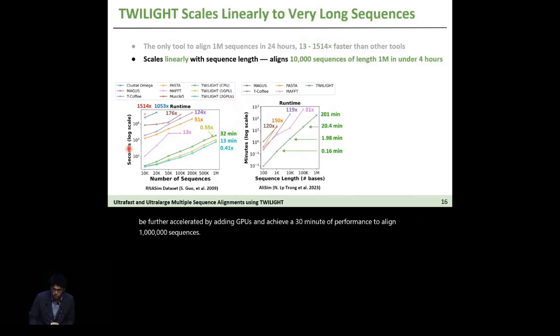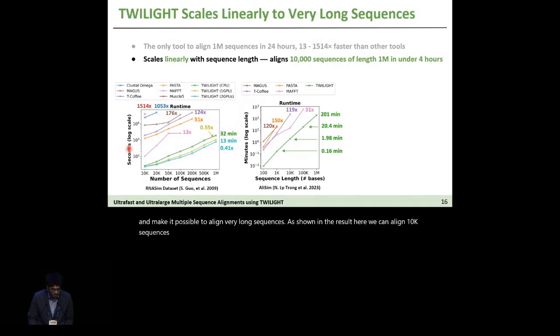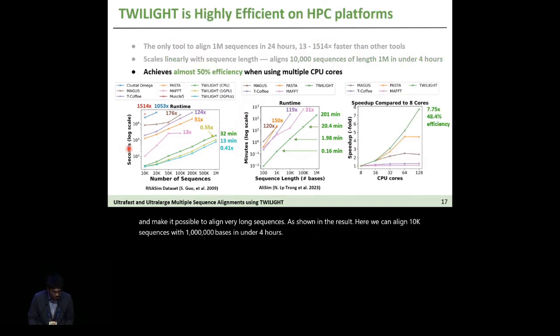Also, as shown in the figure here, it's obvious that TWILIGHT scales linearly with sequence length, making it possible to align very long sequences. As shown in the result here, we can align 10K sequences with 1 million bases in under 4 hours. And as shown in the figure here, our cluster only has 128 cores, but you can see that there's no saturation until now, so we can expect that if we have a cluster with more than 128 cores, we can achieve even more speedup with TWILIGHT.